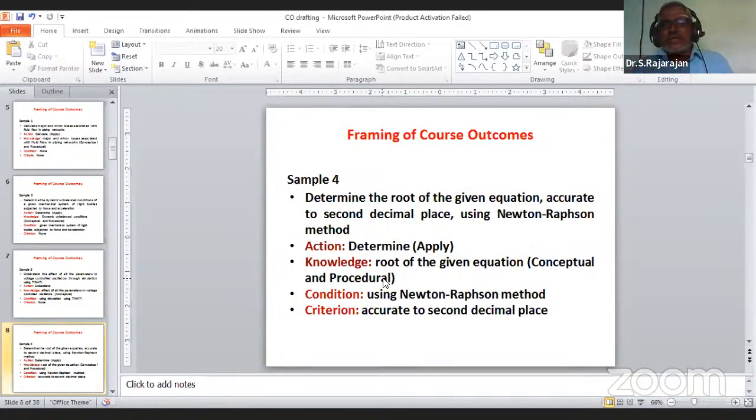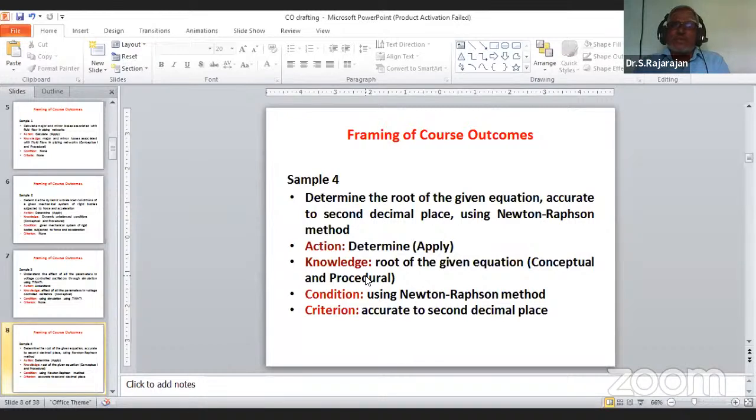Determine the root of the given equation accurate to second decimal place using Newton-Raphson method. Action is determine at K3 level. Knowledge is root of the given equation. Condition is using Newton-Raphson method. Criterion, accurate to second decimal place. All the 4 parameters are available in this course outcome. So if you write a clear-cut course outcome, then everything will be easy for us.